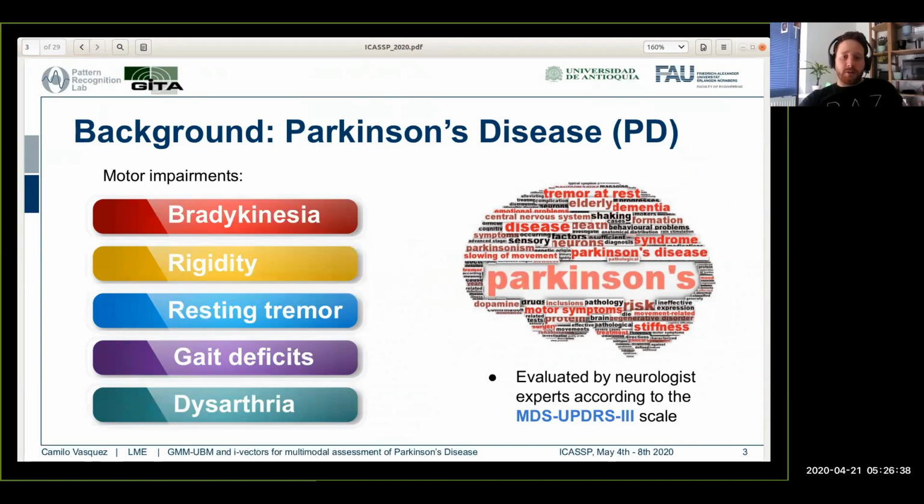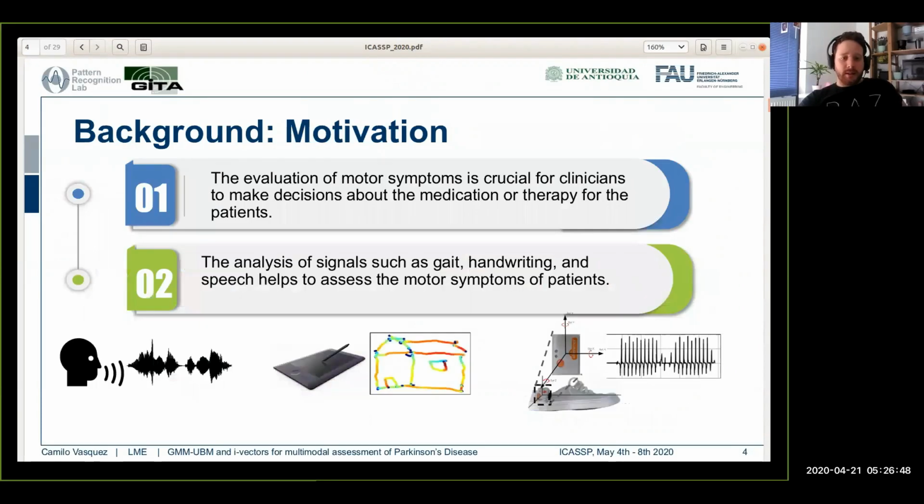In addition, the severity of the motor symptoms is evaluated by expert neurologists with the third section of the MDS-UPDRS scale. In general, the evaluation of the motor symptoms is crucial for clinicians so they can make decisions about the medication or therapy for the patients. The analysis of signals such as gait, handwriting, and speech helps to assess the motor symptoms of the patient, providing clinicians with information to make timely decisions about the treatment or the therapy of the patients.